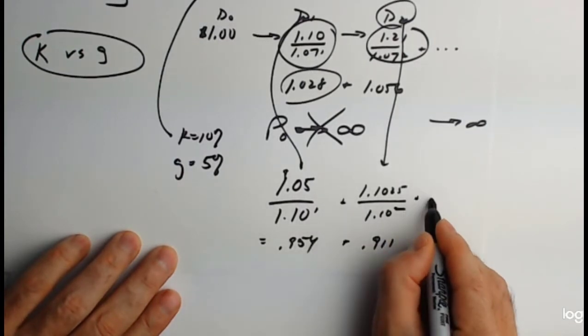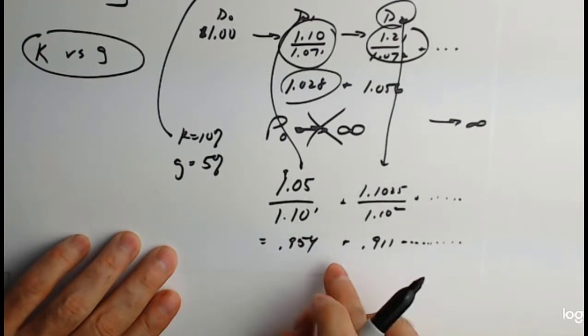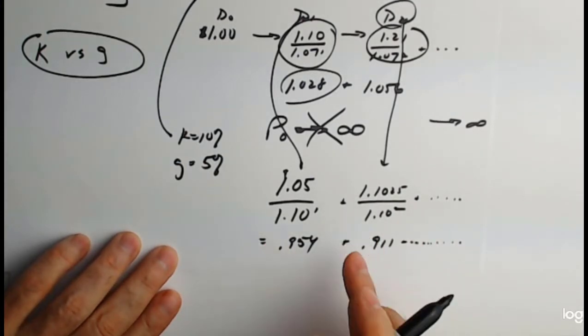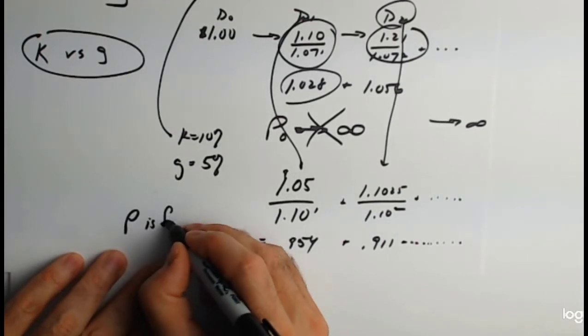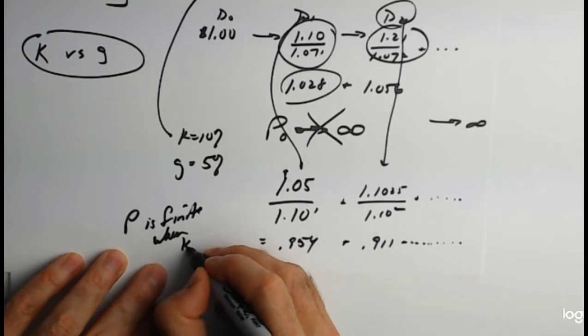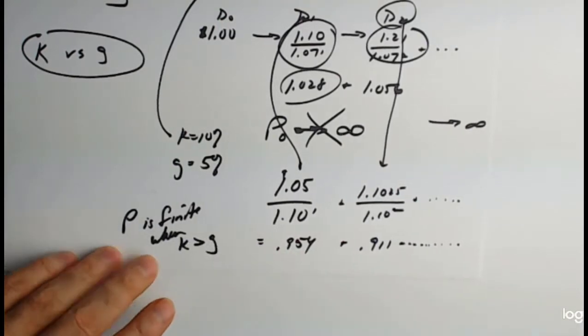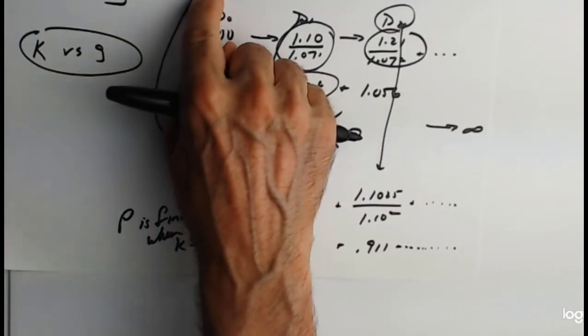And so you keep adding all these terms. Well, these terms keep getting smaller and smaller, so it collapses to a finite stock price. So P is finite when K is greater than G. It's a long story to show you that K must be greater than G.